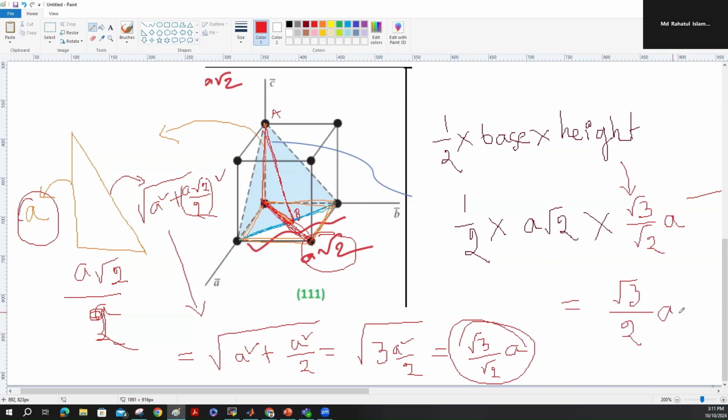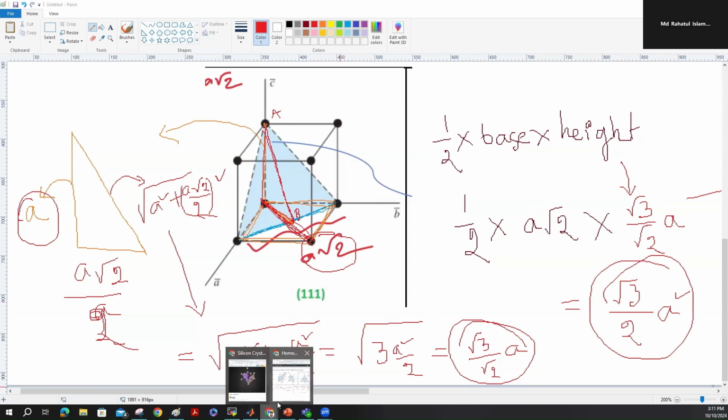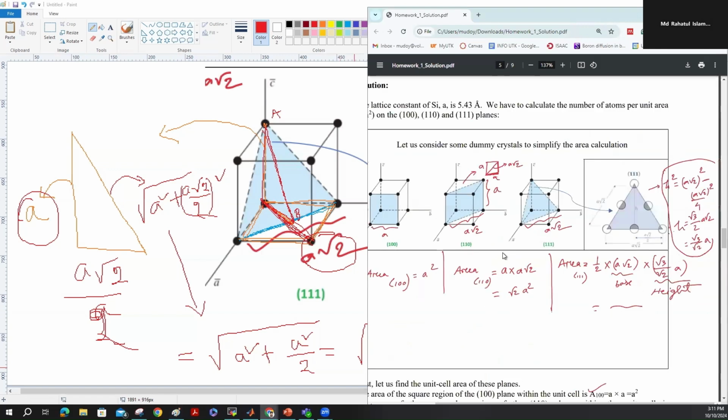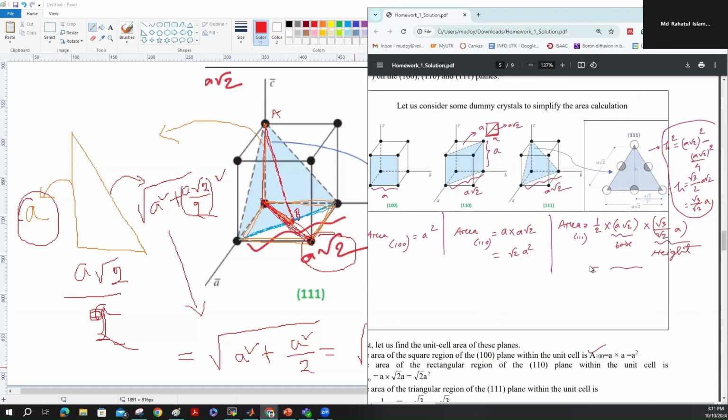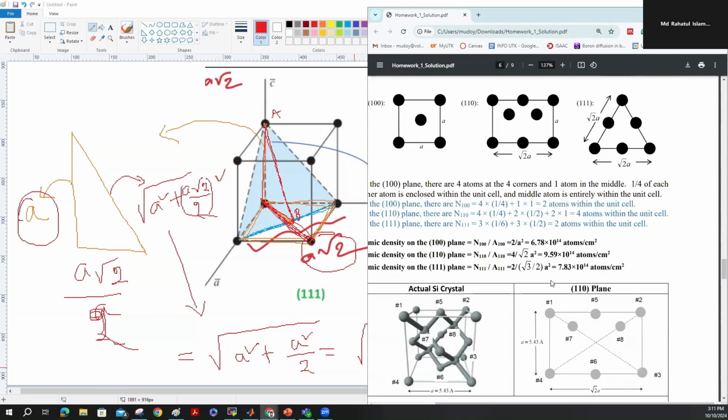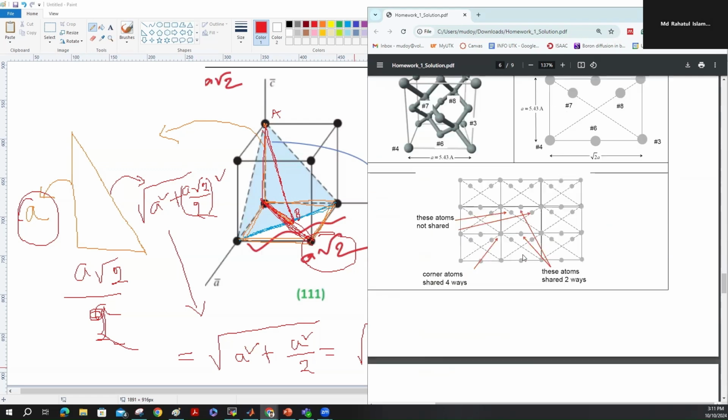So ultimately, this should be the result of the area of the 1, 1, 1 plane, which is root 3 divided by 2a square, which is actually shown right here in the calculation. So root 3 divided by 2a square. To get the surface density, you need to just divide by this area of the plane, and you will get the surface density for the 1, 1, 1 plane. So yeah, that's how you calculate the surface density. Thank you.